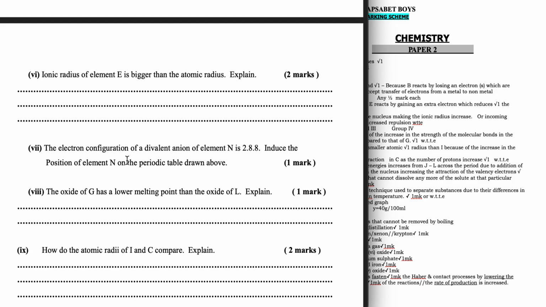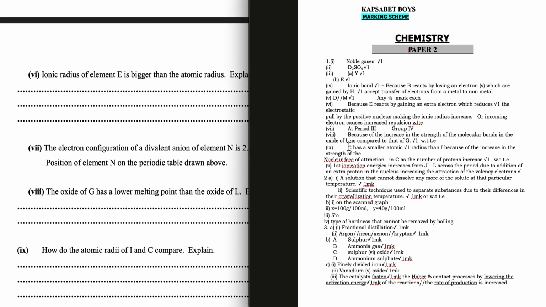The electron configuration of the divalent anion of element N is 2.8.8. Indicate the position of the element on the periodic table drawn above. It is at period 3, group 4.